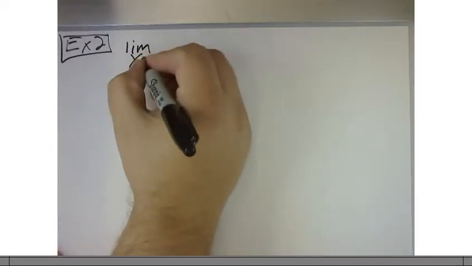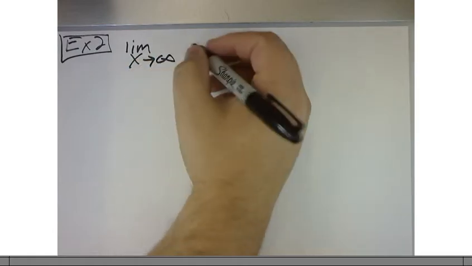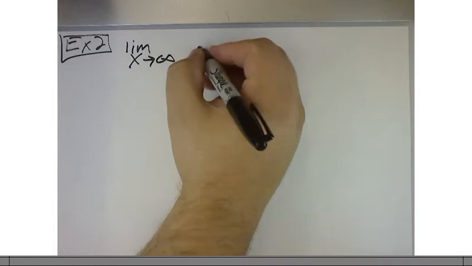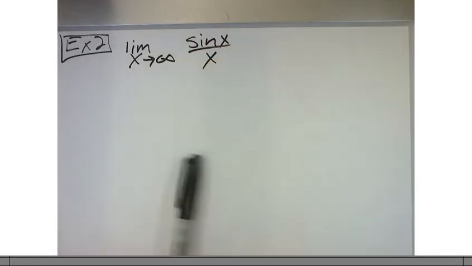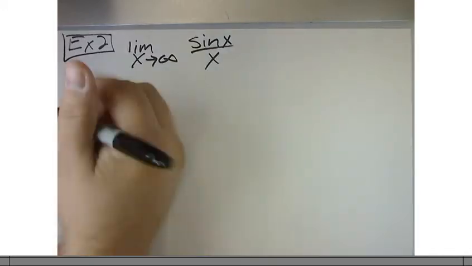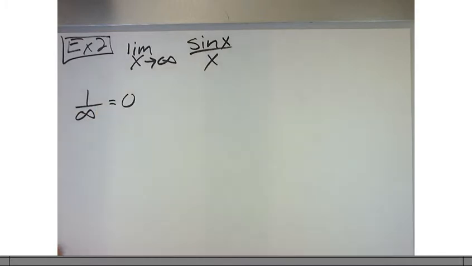The textbook asks us to find the limit as x approaches positive infinity of sine of x all over x. This one is easy to do. We said before that 1 over infinity is equal to 0.